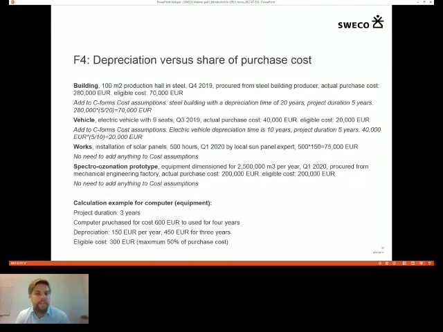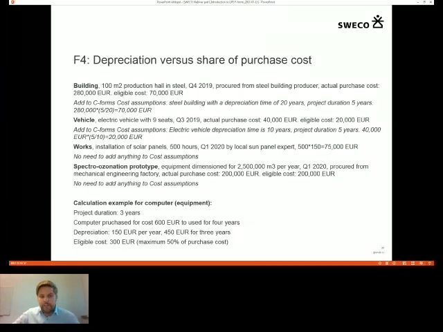So first of all, an example of how you write this. For a building, you would write infrastructure, and it's a building of 100 square meters, a production hall in steel. It's procured from a steel building producer. The actual purchase cost is 280,000 euro, but the eligible cost is only 70,000. And these 70,000 are actually 25% of the actual purchase cost.